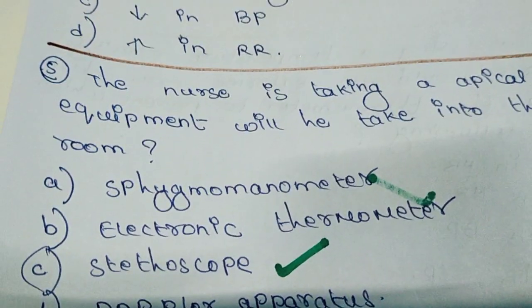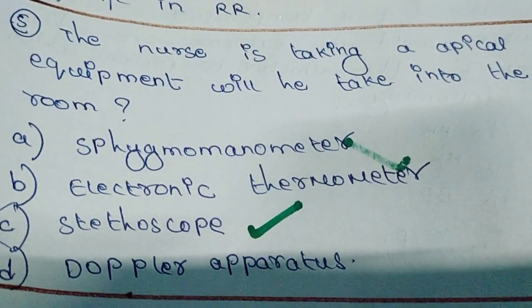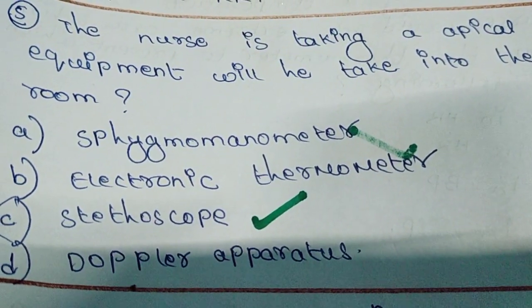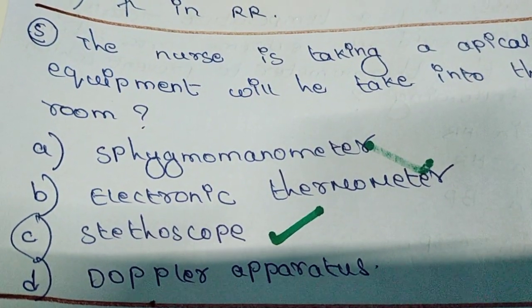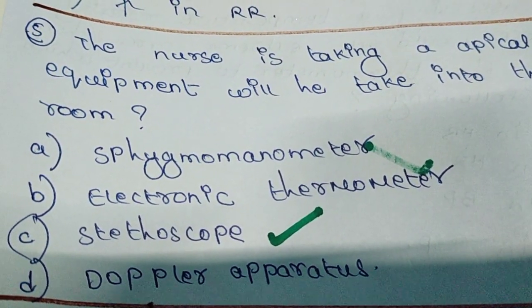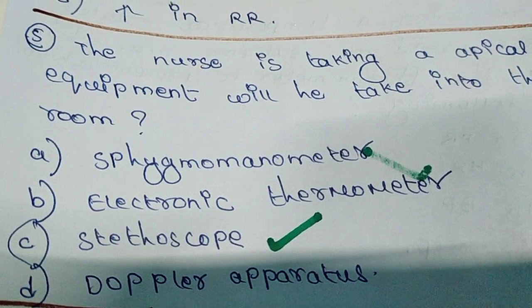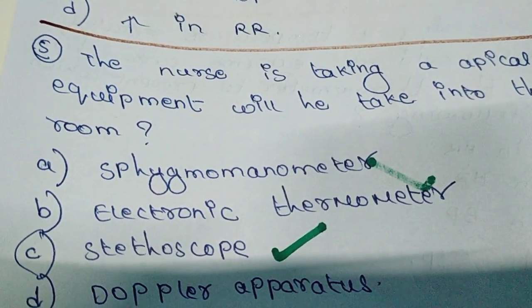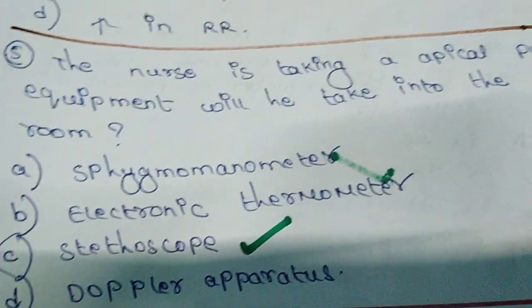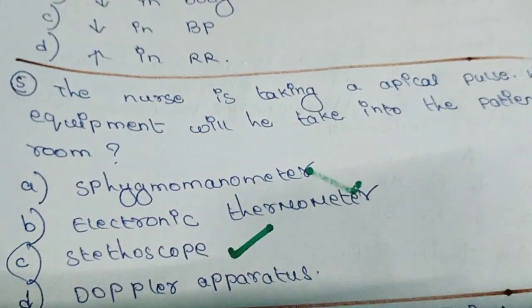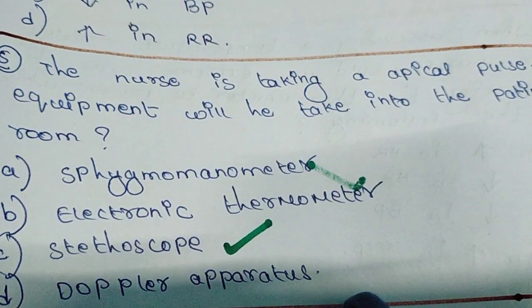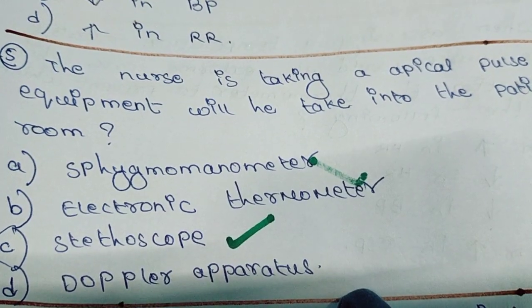Apical pulse, it is not palpated, it is auscultated. So it is heard with the stethoscope for 1 full minute at the apex of the heart, which is on the left side, 5th intercostal space, mid-clavicularly. So you require a stethoscope to measure apical pulse. It is auscultated, not palpated.